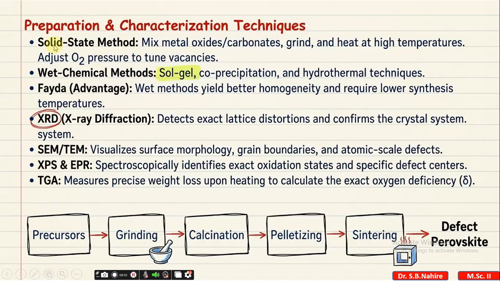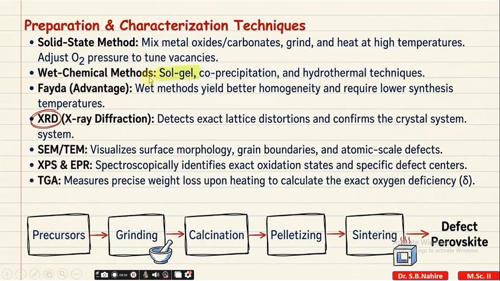Now, let us understand the preparation and characterization techniques used for defect perovskites. First, solid-state method. In this method, we mix metal oxides or carbonates, then grind them properly and heat them at high temperatures. This process helps in forming the desired crystalline structure. Also, by adjusting oxygen pressure, we can control or tune the number of oxygen vacancies in the material.